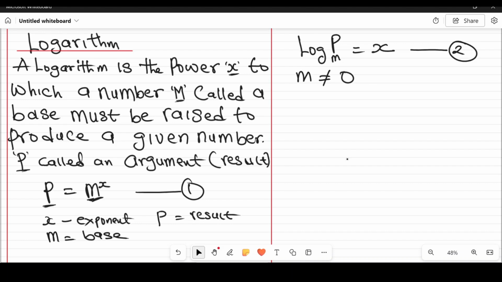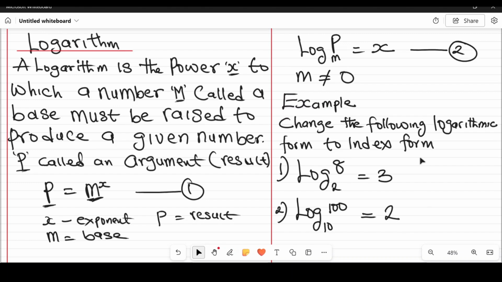So from the knowledge of equation 1 and equation 2, let's take an example to strengthen this simple concept. The question says change the following logarithmic form to index form. Number 1, log 8 to base 2 equal to 3, and number 2, log 100 to base 10 equal to 2. We are being asked to change these forms of logarithm into index form.